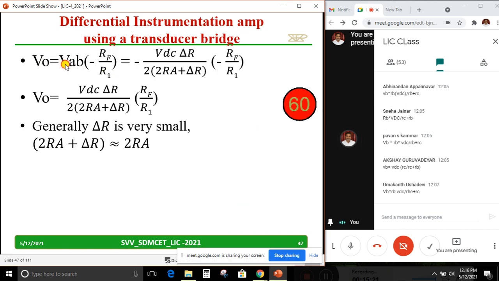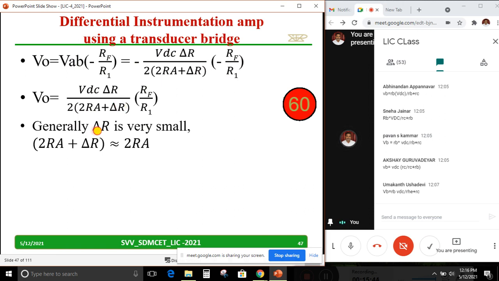Now the gain is given by minus RF by R1 for a differential amplifier. I have done the derivation also. VAB is the input. Now VAB I am writing as it is. Minus RF by R1 is the gain. Now I am simplifying this. I am rewriting: minus into minus will become plus VDC delta R divided by 2 into 2RA plus delta R. RF by R1 is as it is.